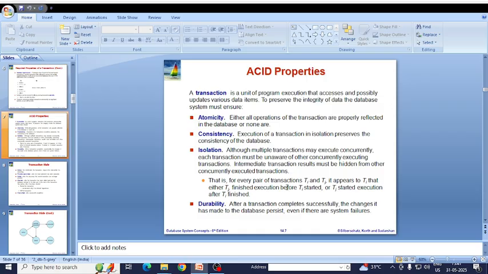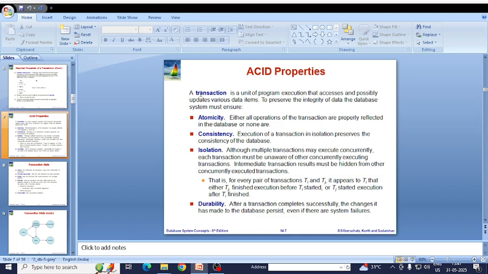Hello everyone. Now we are going to see about transactions in database management system. In database management system, a transaction is nothing but a unit of program execution that accesses and possibly updates various data items. A transaction here is nothing but a set of operations required to perform a particular task.